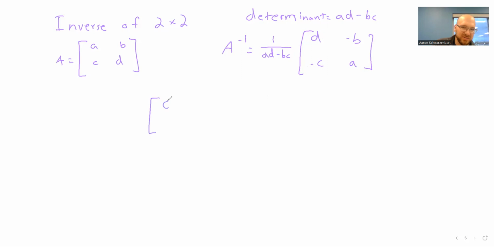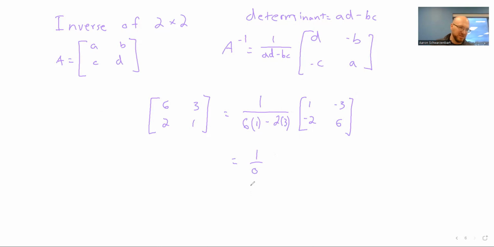So if I want to find the inverse of this matrix, first I do the determinant. AD minus BC. Just make that neater. And then I swap A and D and negate. We got 1 over 0. That's a problem. The inverse does not exist.